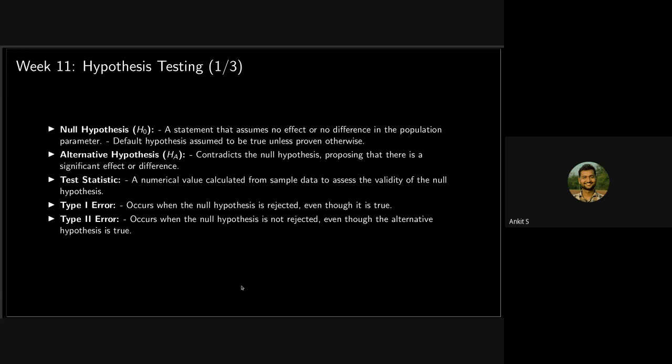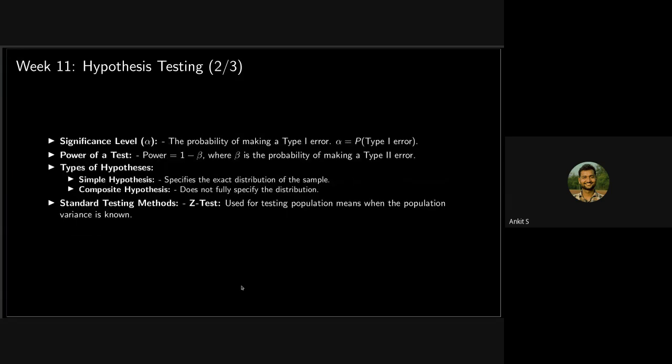Then we discussed type 1 error and type 2 error. These are very basic definitions that you must be comfortable with. Type 1 error occurs when the null hypothesis is rejected even though it is true. Type 2 error is beta. Type 1 error is also called the significance level, which is denoted by alpha. These are the basic notations and foundational things about hypothesis testing.